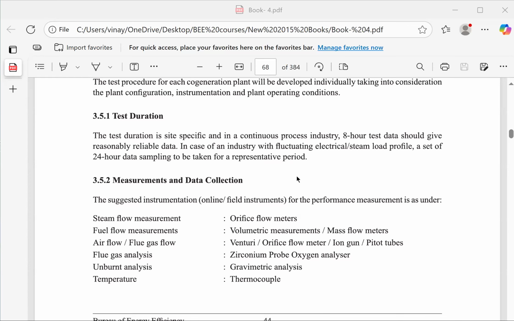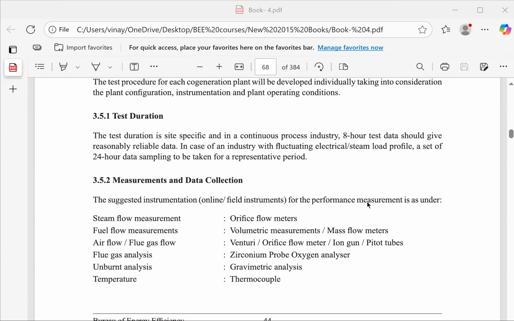So we will take a number of readings, hourly, half-hourly, 15-minute readings, arrive at an average reading, and find out what is the average level of performance. So test duration is an optional thing. The auditor can always decide at what duration it should be taken.